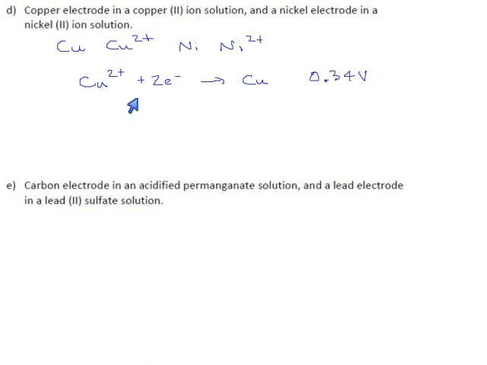Volts. This reaction is a reduction. If they ask about electrodes, that would mean it's happening at the cathode, because reduction and cathode both have a C in them. And the other reaction is nickel oxidizing, like so. This is an oxidation, which would happen at the anode, because oxidation and anode both have an A in them.